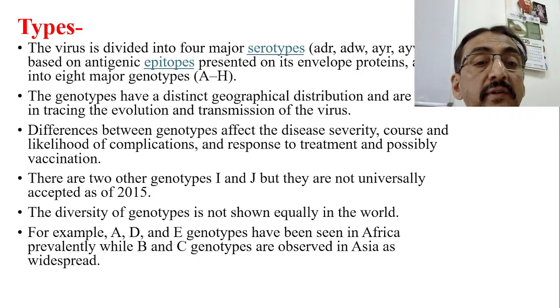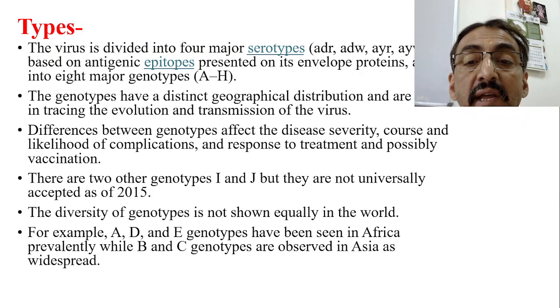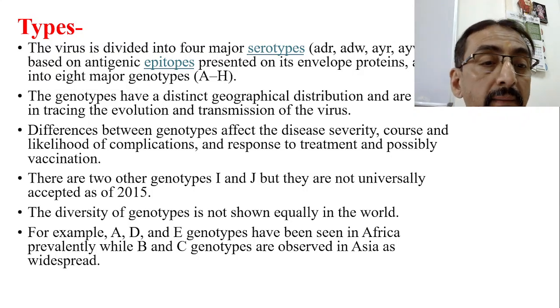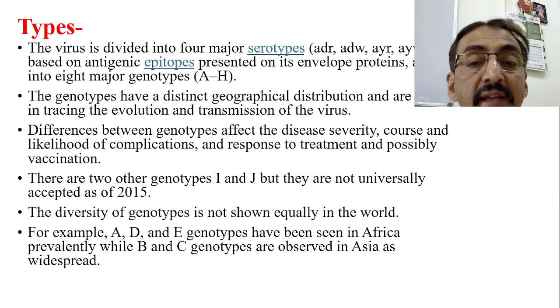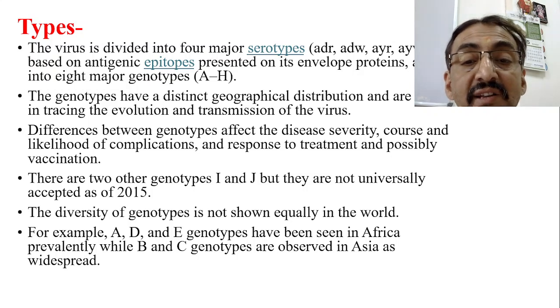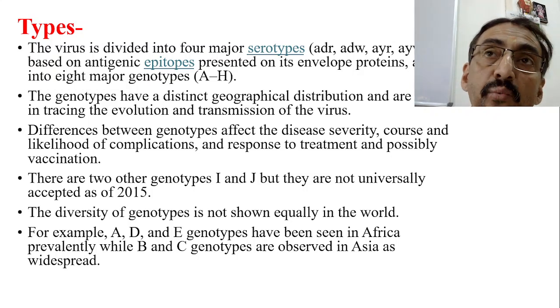There are two other genotypes, I and J, but they are not universally accepted as of 2015. The diversity of the genotypes is not shown equally in the world. For example, genotypes A, D and E are seen prevalently in Africa, while B and C are widespread in Asia.